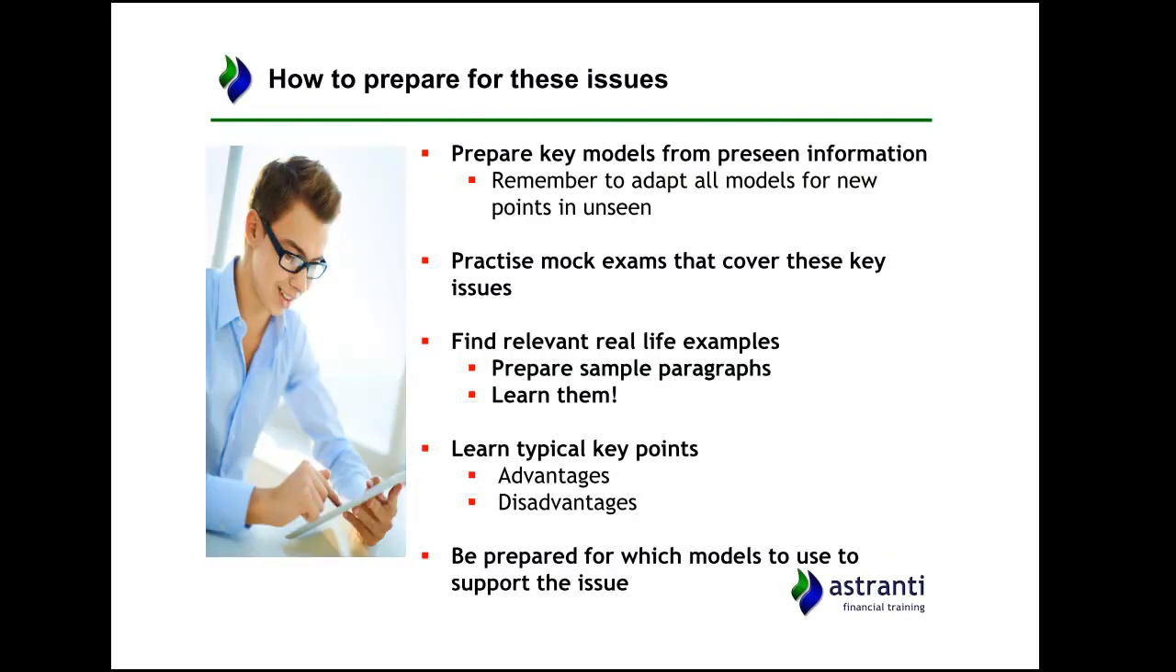So how do we prepare for these issues? Well, the first thing we need to consider from the pre-seen is how key models are associated to the information we're given. And we have to remember that we have to adapt all models for the new points in the unseen material. So never forget the fact that we've got some new material that has to be added on top of what you currently understand, and it will have to adapt. It might disprove something that we believe to be true based on the pre-seen, or just change something that is true in the pre-seen and won't be in your unseen exam material.